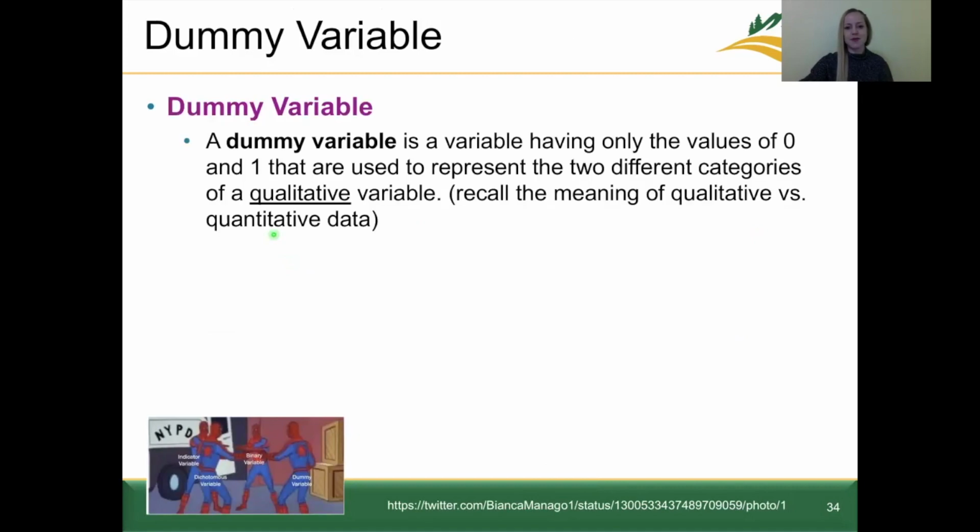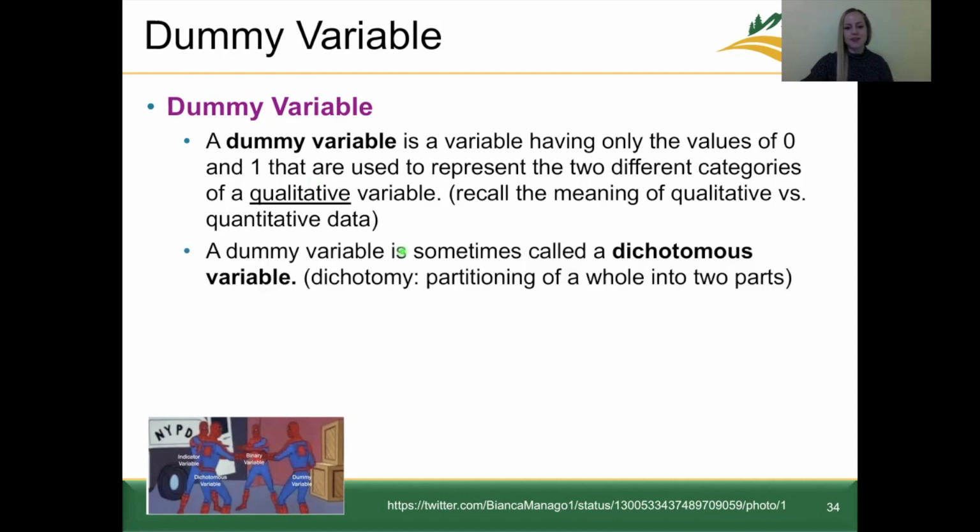To define a dummy variable, it is a variable having only the values of 0 and 1 that are used to represent the two different categories of a qualitative variable. Remember from our earlier discussion in this course on qualitative versus quantitative data. Quantitative data, we have numbers and values. Qualitative data, we have categories like color, hair color, things like that. A dummy variable is also sometimes called a dichotomous variable, where the meaning of dichotomy is partitioning of a whole into two parts. Why do we call this a dichotomous variable then? Well, we're partitioning a whole into 0 and 1, so that's two different parts.